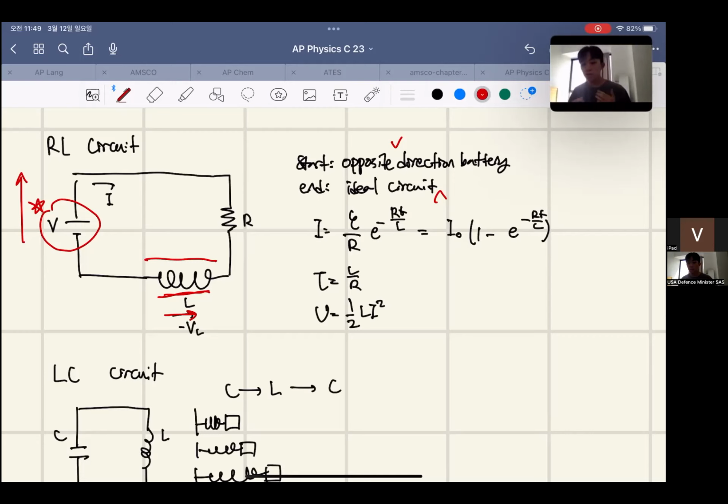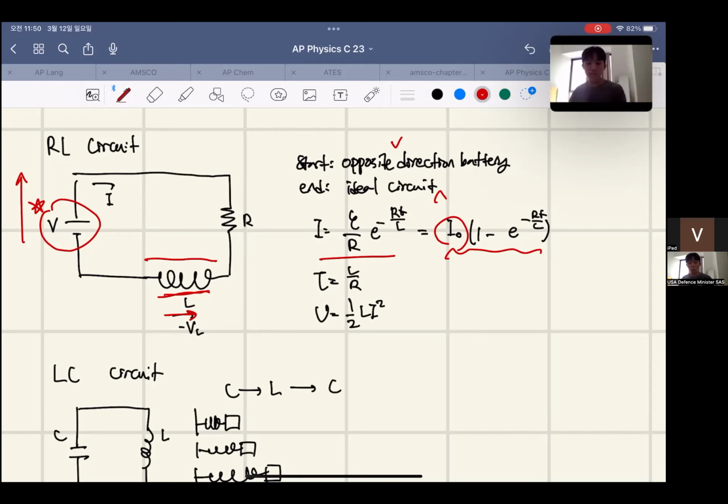And in order to calculate the amount of current that flows in the circuit at any given time, you would have to use this formula: I equals epsilon over R times e to the power of negative Rt over L, which can be simplified to I0 times (1 minus e to the power of negative Rt over L). And people might ask, what is I0? Of course, I0 is the maximum amount of current. And how do you calculate the maximum amount of current that's flowing on this wire? Well, again, of course, the maximum amount of current would be the current that's flowing after an infinite amount of time, right?